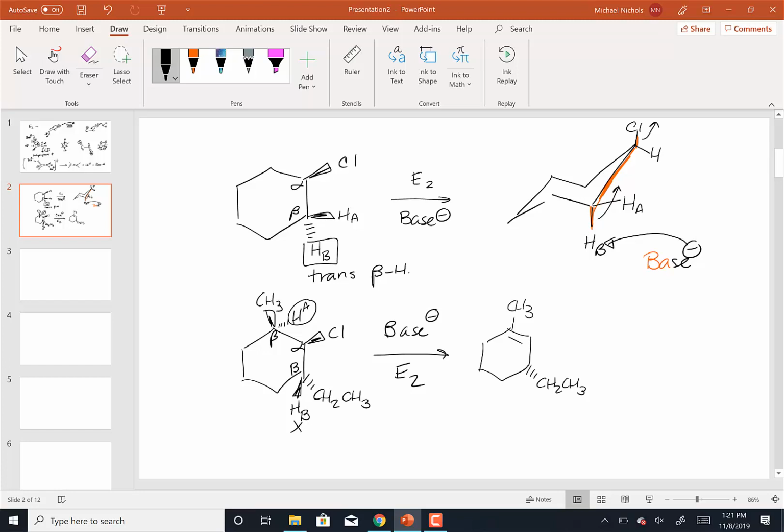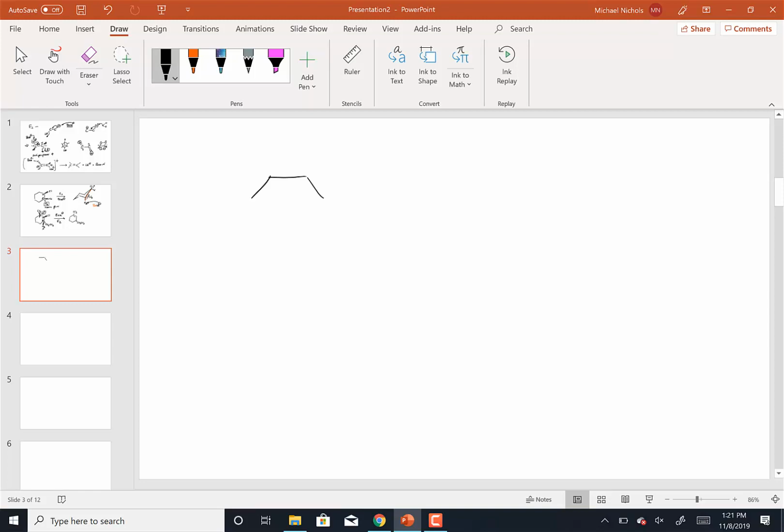Now, let's take a step back to E1. So let's just imagine, for the sake of argument, that I did this reaction by E1. So when I do this reaction by E1, I'm going to have my chloride, and I'm going to write this not in a chair conformation, but in sort of a biology sugar type drawing called a Haworth representation. And then over here I've got my CH3 with my hydrogen down. And then over here I've got my ethyl group down and my hydrogen there.